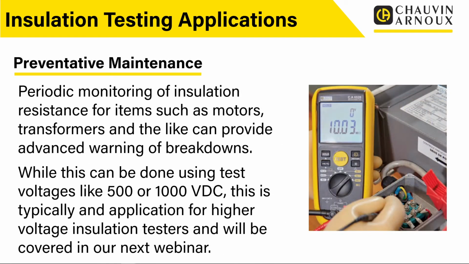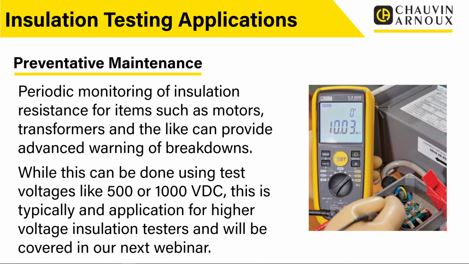Now, the other application, and this crosses over more with what we're going to talk about in the next webinar, is preventative maintenance. Periodic monitoring of insulation resistance for items such as motors, transformers and the like can provide advance warning of breakdowns. While this can be done using test voltages like 500 volts or 1000 volts DC, this is typically an application for higher voltage insulation testers and will be covered in our next webinar.